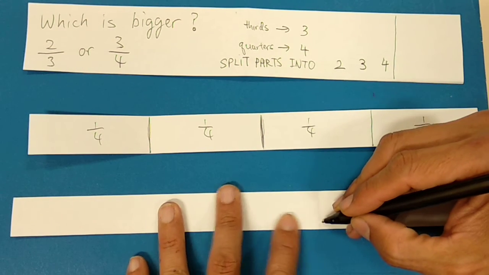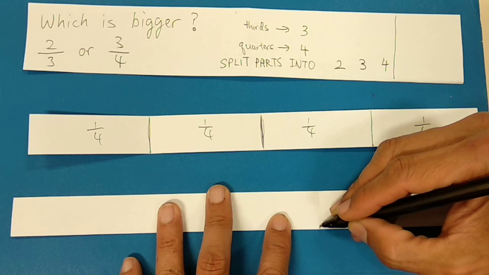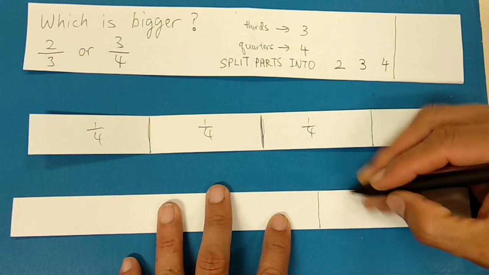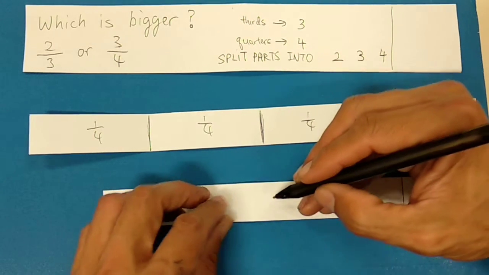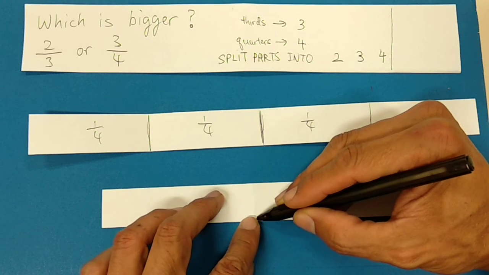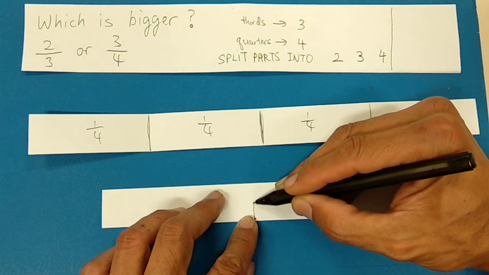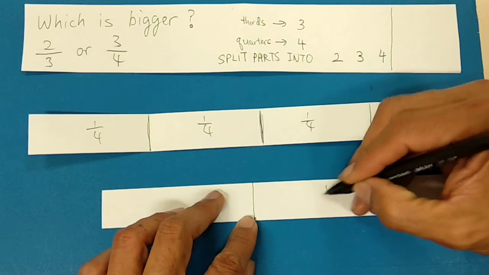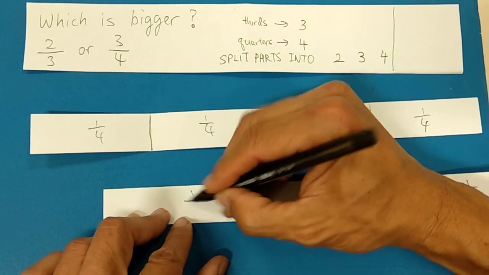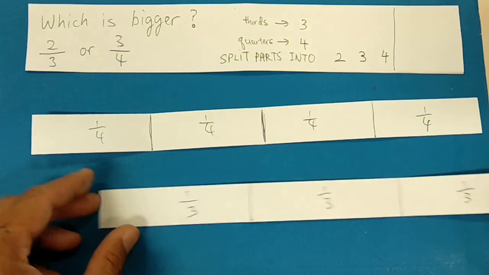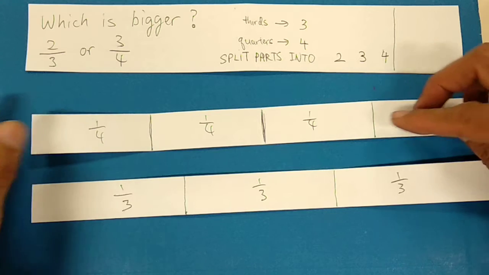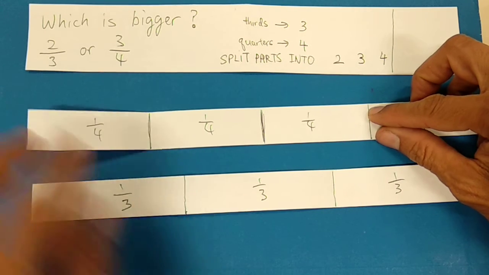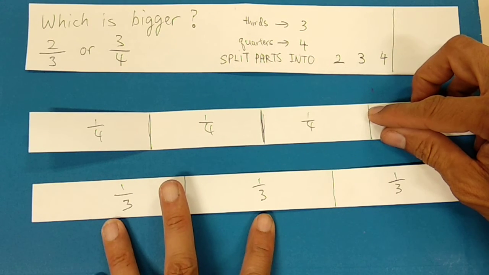And so I'm just going to draw a line here to mark off 1/3, and another line here to mark off the other 1/3, and 1/3 over here. All right, so it is pretty obvious here. You can tell that 3/4 is more than 2/3.